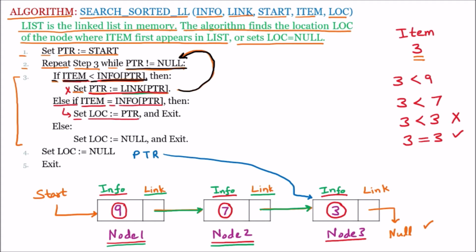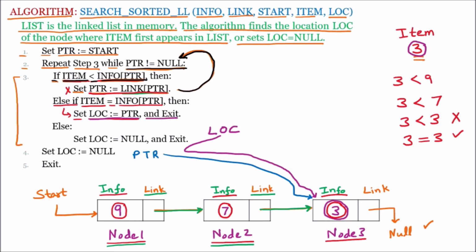We know that we have the location pointer which will point to the location if we find the element, and here we are saying location is equal to PTR. So this location is pointing to PTR, which is pointing to node 3. That means this location is saying that on node 3 we got our answer, because the 3 which we want to find is found there. So the location of node 3 we find because the item which we want to find was 3 and 3 is matching, and afterward exit.